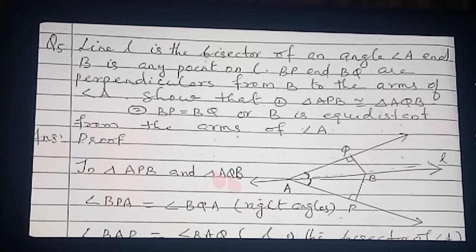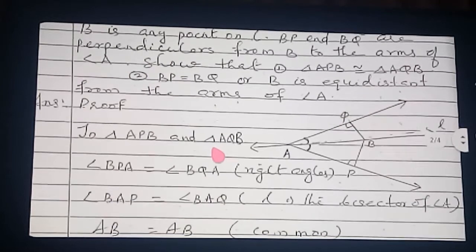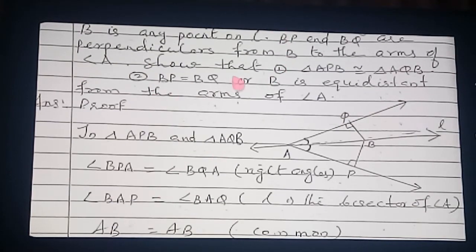No need of more explanation there. Directly you take the triangles. These points are clear now. So triangle APB and triangle AQB. This is your question. So directly you take those triangles, triangle APB and triangle AQB. Now we can see which parts are equal. You write over here which parts are equal.